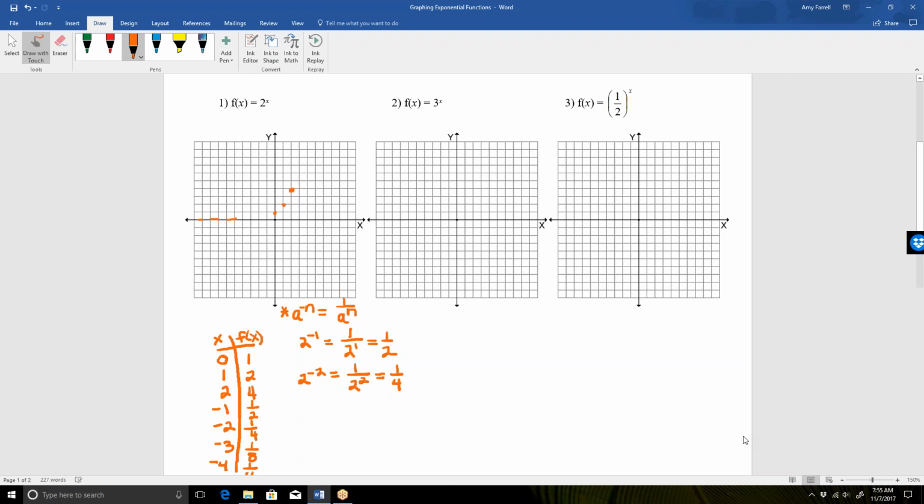Okay, so I'm just going to dash in my asymptote here along the x-axis. So this curve is going to get closer and closer and closer to 0, but not actually ever be 0. All right, so let's plot some of these points. So -1 is 1/2. -2 is 1/4. And you don't have to plot in the other points. I was just trying to show you that these y values are going to get closer and closer and closer to 0, but not actually be 0.